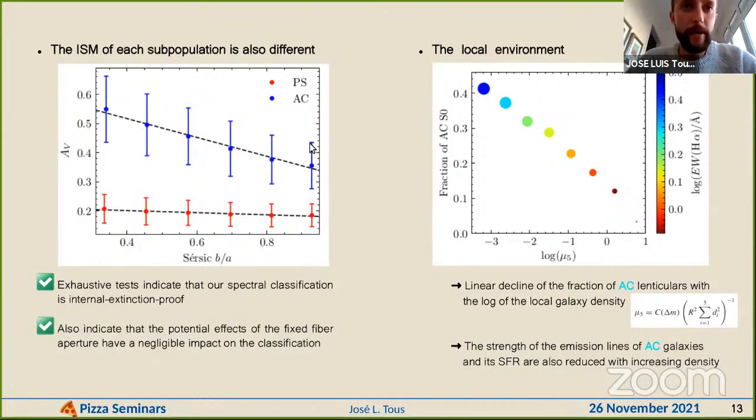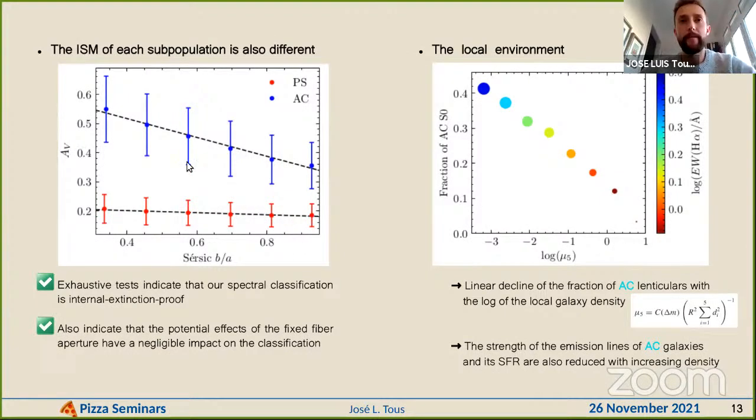Also related with this remarkably high level of star formation rate, we find differences in the content of the interstellar gas. For example, in the plot at the left-hand side of the screen, I am showing you the total amount of extinction in the V-band as a function of the axis ratio, which is a proxy for the inclination of the galaxies. On the left, we would have edge-on systems, and on the right, we would have face-on systems.